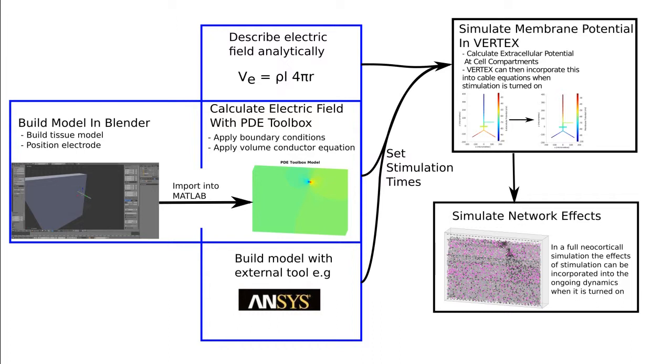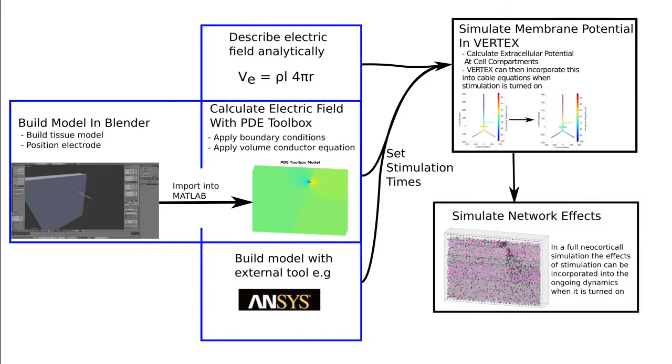Having defined the field, and so the electric potential across the tissue, this can be given to VERTEX, which will find and store its value, or values if it is a time-varying field, for the midpoint of each neuron compartment in the model. These will then be used during the simulation to calculate the effect when stimulation is applied.